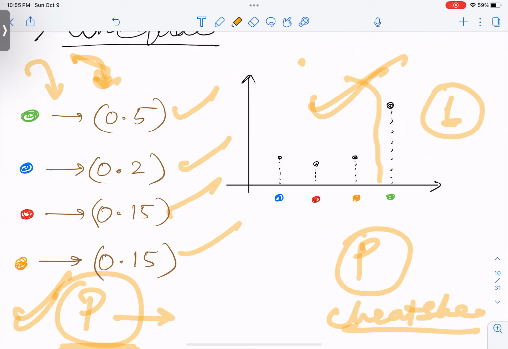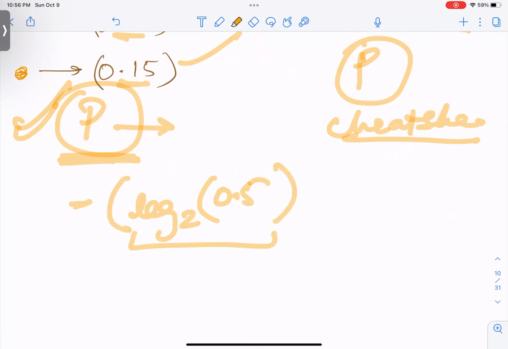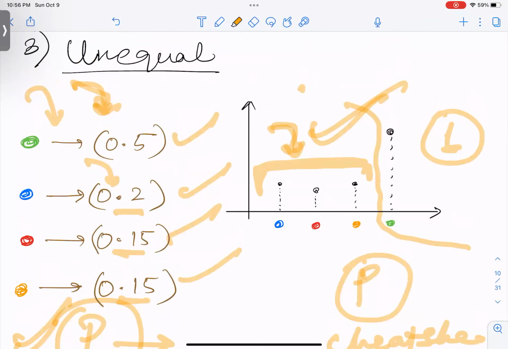Because once green is gone, you now have more random behavior because these values are closer to each other. They are almost equally likely. This one is a bit more probable, and similarly you would need that many questions. So how many questions are you going to ask? I'm just taking the negative outside. This is the number of questions you are going to ask for green, if you want to guess whether it is green or not.